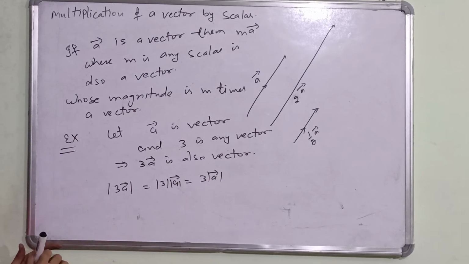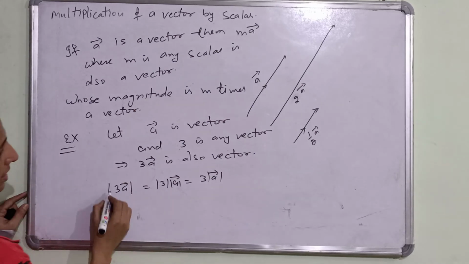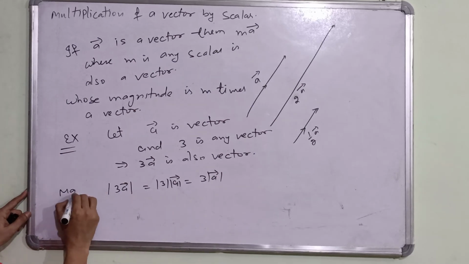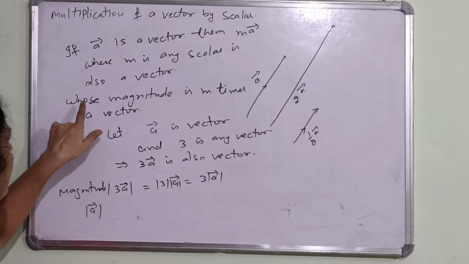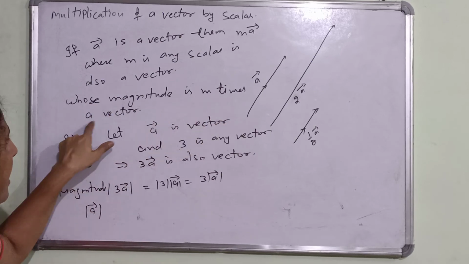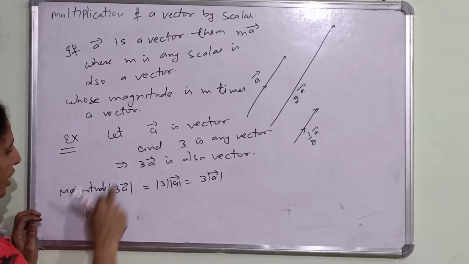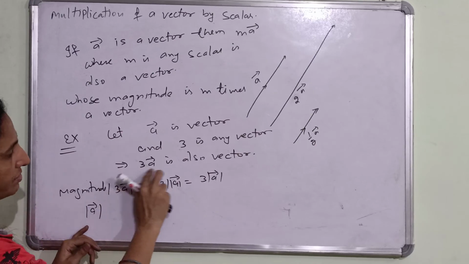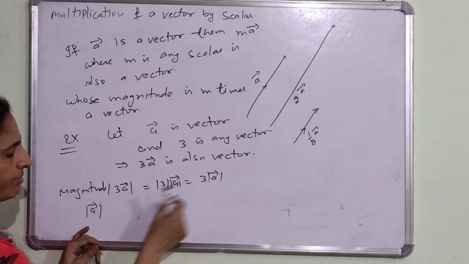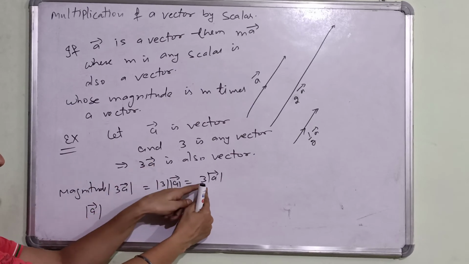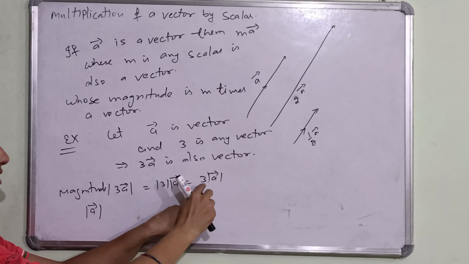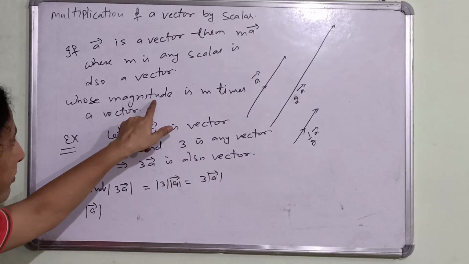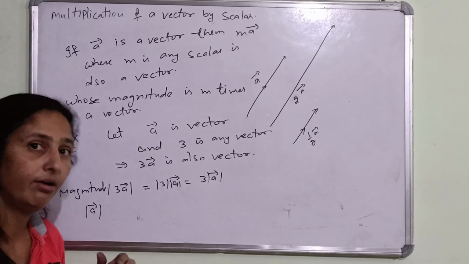So what is magnitude? And its magnitude, and magnitude of it, right? So what is the definition? The magnitude of m times a vector a is m times mod of a. The magnitude of 3a is 3 times mod a, meaning the magnitude of this vector is 3 times, because 3 is a scalar, so 3 times of a vector. So magnitude is always m times of a vector.